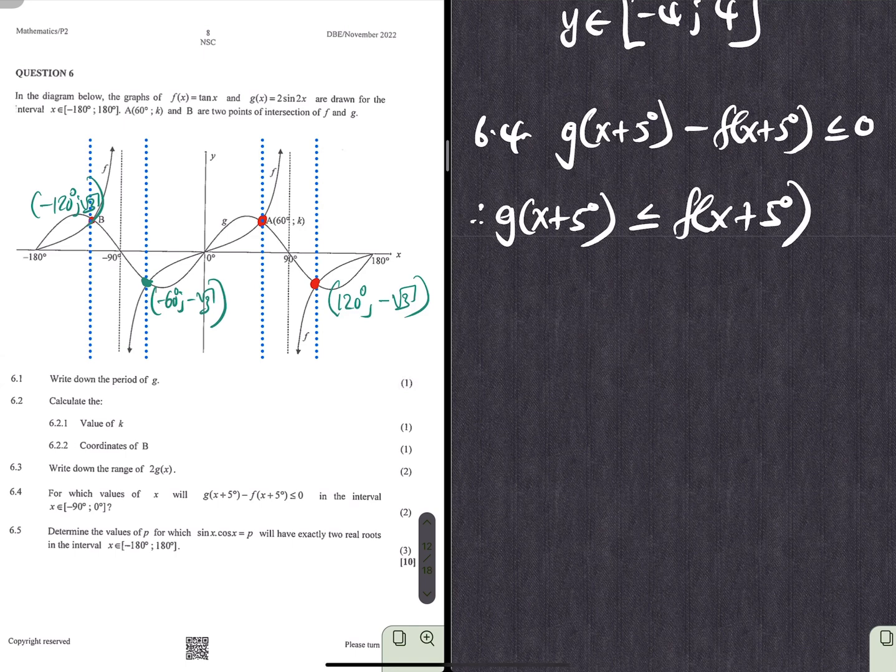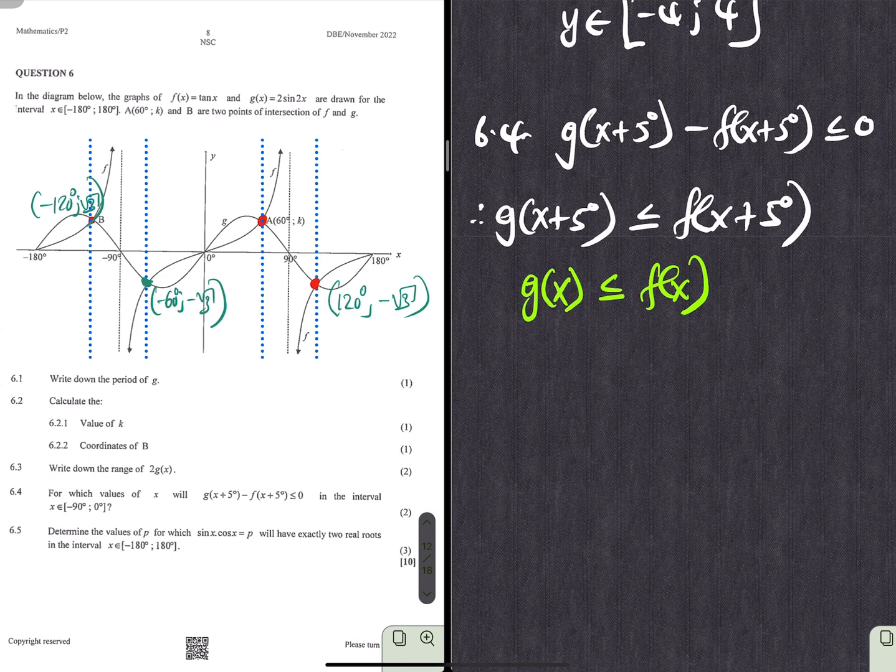I want you guys to see something now. What is happening to g primarily is that we are shifting it to the left by 5 degrees, also f. So how about if before we shift it, we find, this is 2 marks. How about if we find where g of x is less than or equal to f of x. Let's find these points where this guy is less than or equal to f.